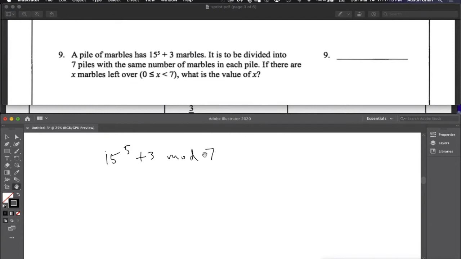And then x is just going to be what this is. Now you have to apply modular properties and stuff, right? If you try to solve this normally, 15 to the 5th is obviously a very hard, big number. You don't have a calculator on the Sprint, so you're going to want to apply modular properties to make it better.